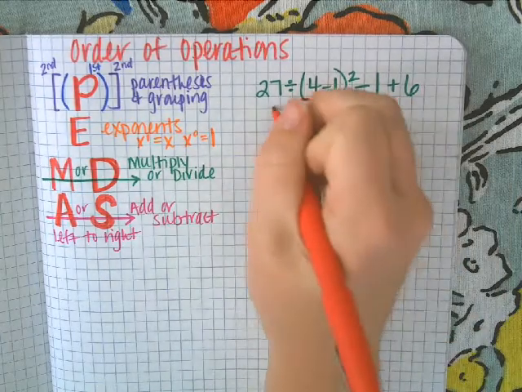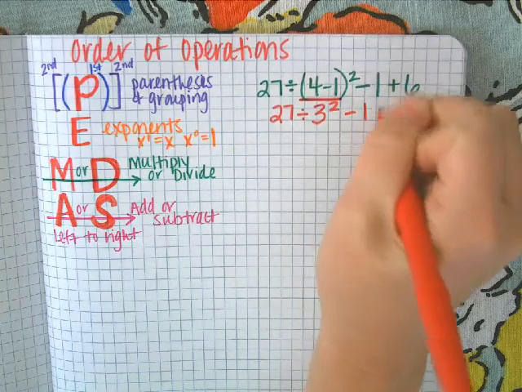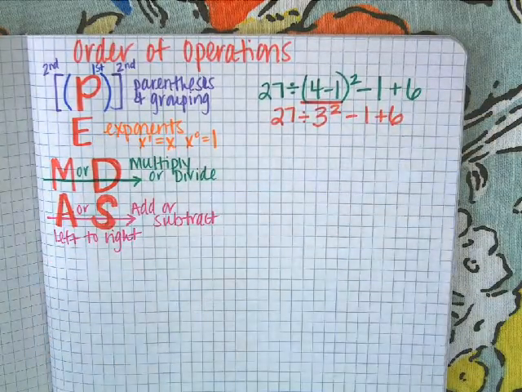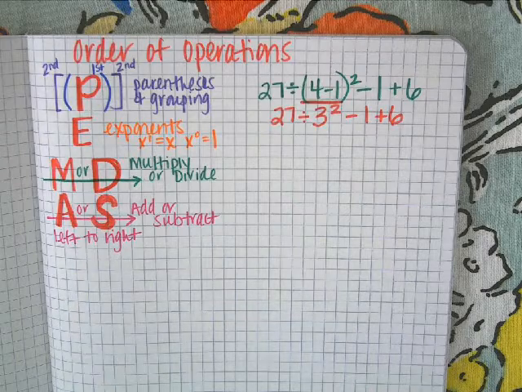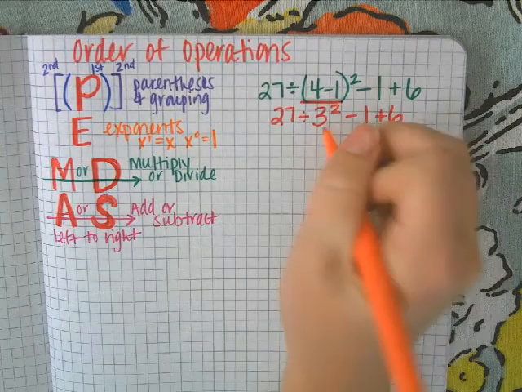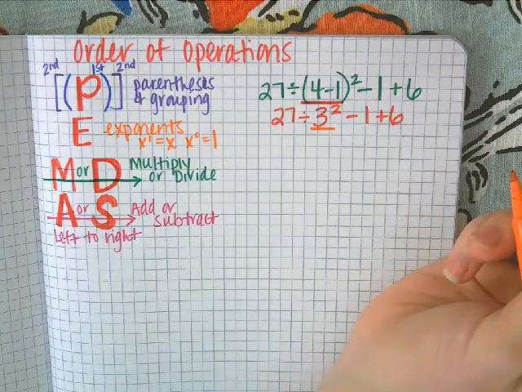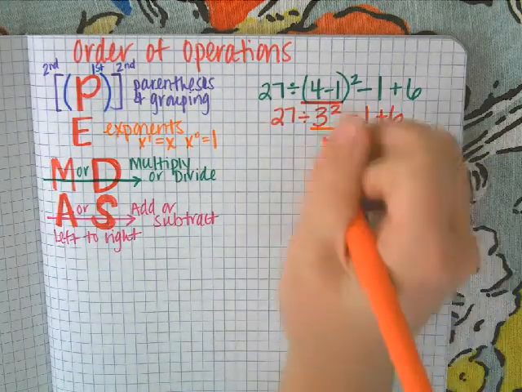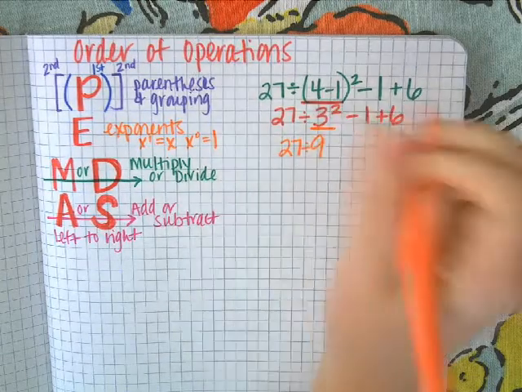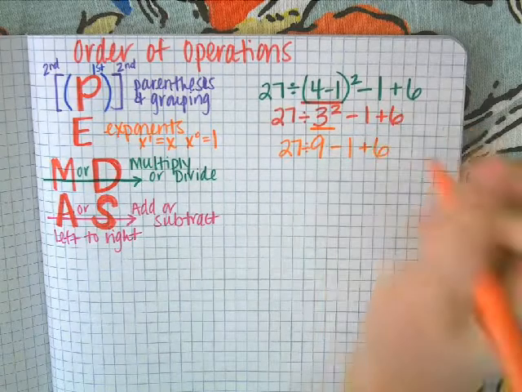Once I've solved that, I want to rewrite the entire problem, and it should get smaller as we go. So now that I've done parentheses, my next step is to work on the exponents. Do I have an exponent? Yes. 3 squared. Remember, 3 squared means 3 times 3. 3 times 3 is 9. Rewriting the whole problem again. 27 divided by 9 minus 1 plus 6.